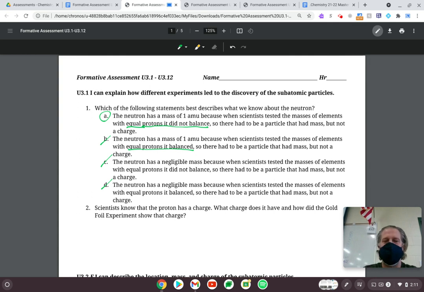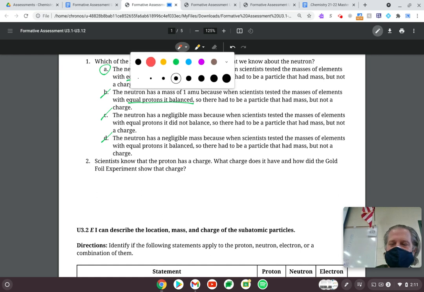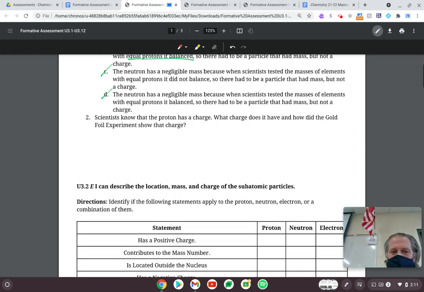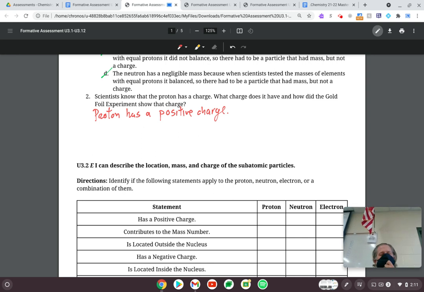Scientists know that a proton has what type of charge, and how did they know that? The first thing that we should identify here is the proton has a positive charge. And how do we know that? Well, the gold foil experiment is how they figured it out.